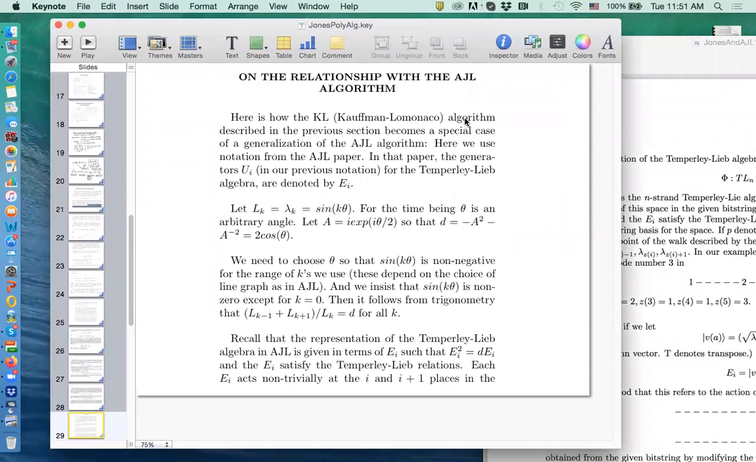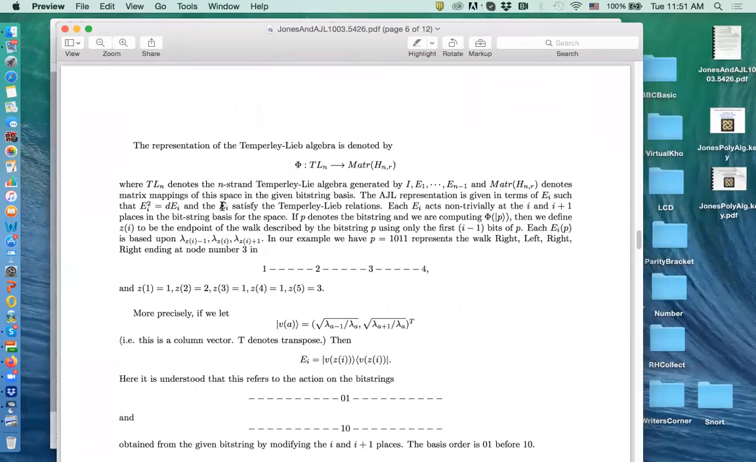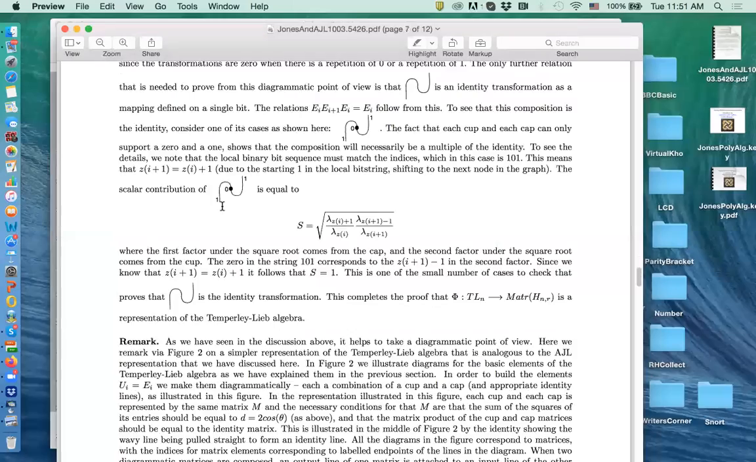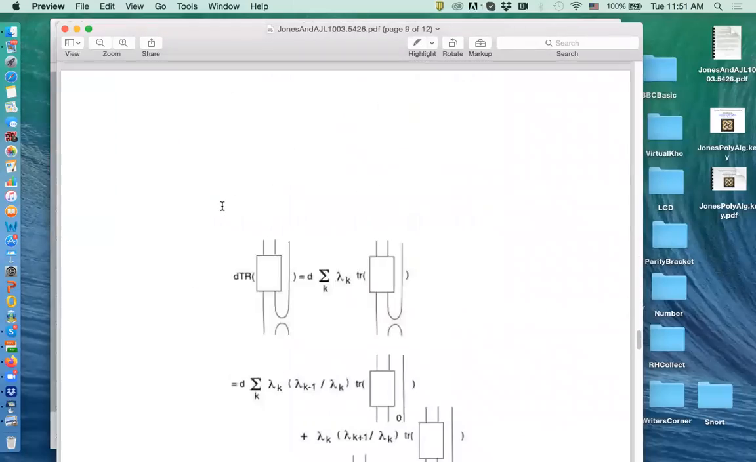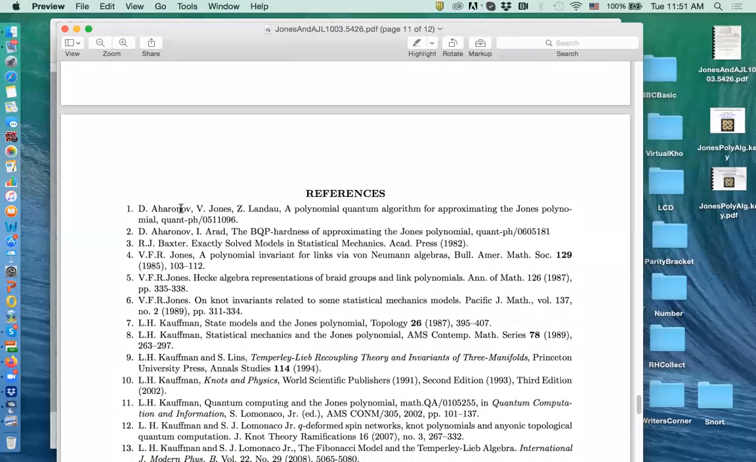So let me walk you through a bit of this, but you're probably going to want to either look at our paper or the AJL paper to think about the details a little more. So let me give you a reference to their paper. I will, in the Dropbox, include our paper, the slideshow, and their paper. But here is the Aharonov-Jones-Landau paper, still on the archive, but it's long ago published. Polynomial quantum algorithm for Jones. As you see, it was done a while ago. You can find it, no trouble.